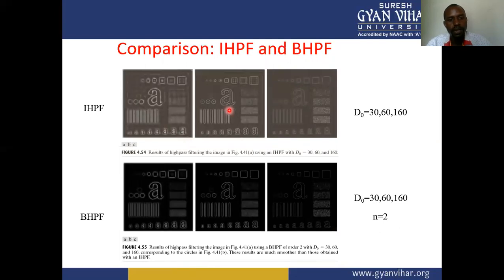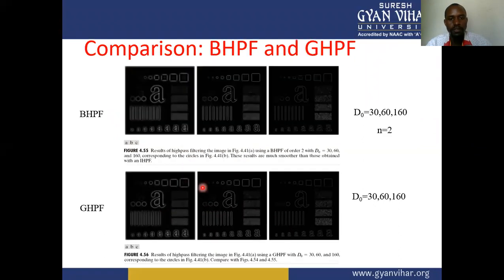So, a comparison between an ideal high-pass filter and a Butterworth filter. You can see the result of filtering image A using D when it's 30, D when it's 60, and D when it's 160. Similarly, we are comparing with the Butterworth high-pass filter when D is 30, D is 60, and when it is 160. So you can see in the corresponding two images, because of the ringing effect in the ideal high-pass filter, we are now getting a very detailed image.